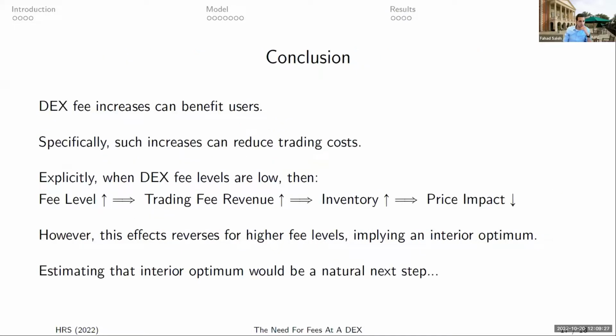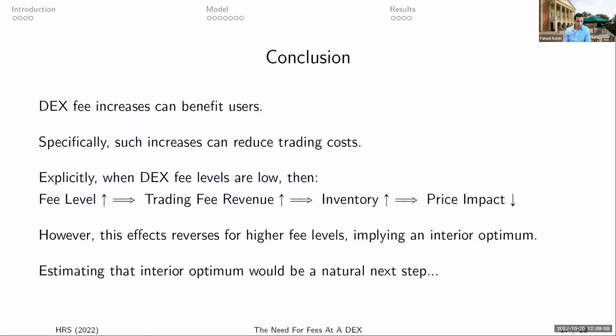Okay, so with that, let me conclude a little bit ahead and summarize the main point I was making, which is that unlike in a centralized exchange, the interesting thing here is that increases in DEX fees can actually be beneficial to users. Normally, you might think that charging your users more is a bad thing for them, but in this case, it turns out it can be advantageous for everybody. And that's because it's reducing trading costs through this endogenous relationship between the fee level and the price impact.